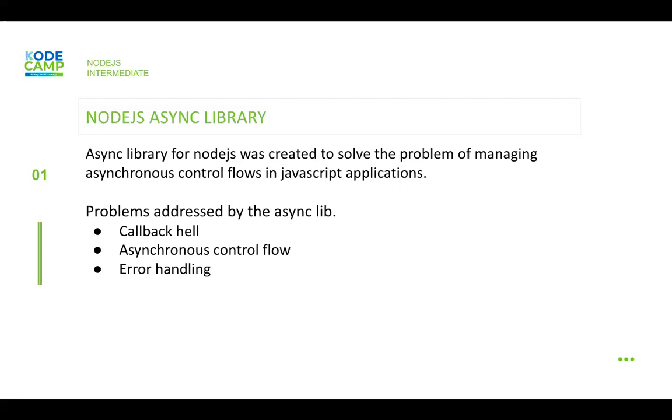Then before promises and async await were introduced, the Node async library was used to solve the problem of callback hell, asynchronous control flow, and error handling. So it provides a collection of utility functions for managing asynchronous operations. And it's widely used to perform tasks like executing functions in parallel, series and more complex patterns.